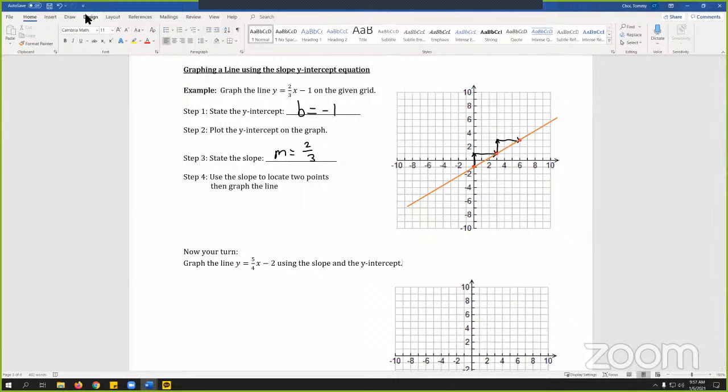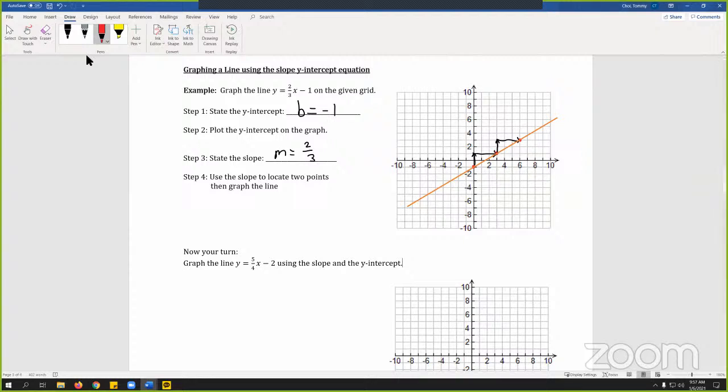So using the slope, right, we count squares. Rise is up or down, and the run is always towards the right. Okay, so there's our example. Would anyone like me to go over the example one more time? All right, so we got a yes. We're going to go over it. As long as there's one person that says yes, we're going to go over it one more time.